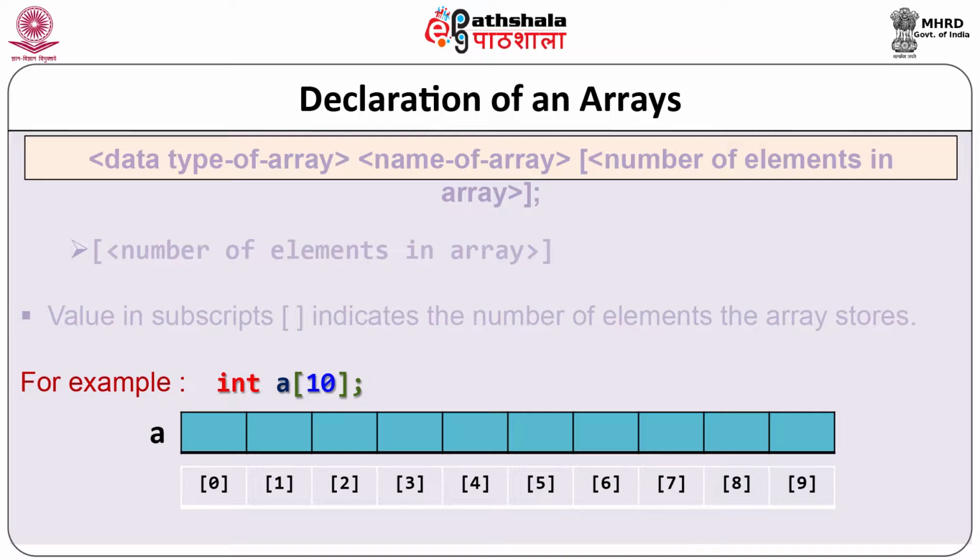0, 1, 2, 3, ... 9. A0 means first element of array. A1 means second element of array and A9 means 10th element of array. As we know that array is indexed from 0, means A0 is first element and A9 is the last element, that is 10th element. This way you can use array in the program.